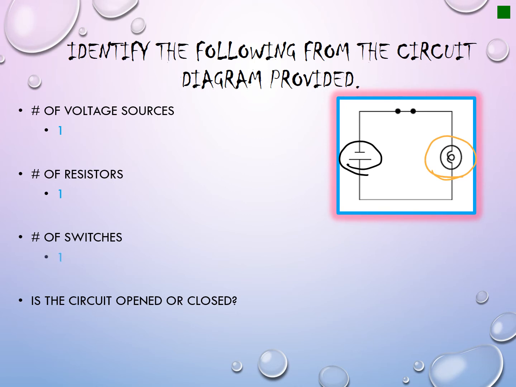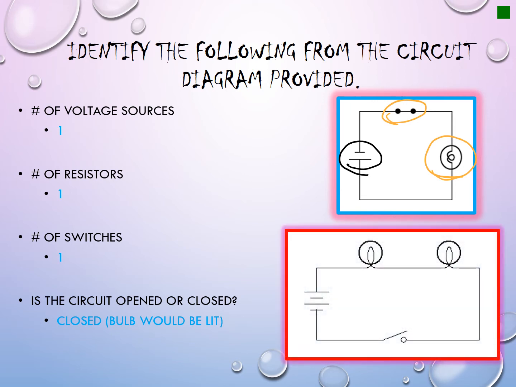How many switches? That would be one right there. And then is it closed or open? It is closed because everything is connected from point A to point B, or from the start to the finish, without having to pick up the pen. So it would work. All right, let's try another one.